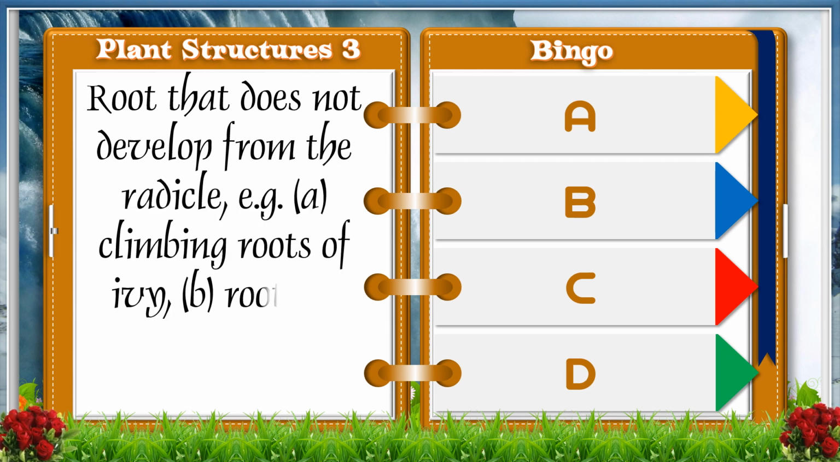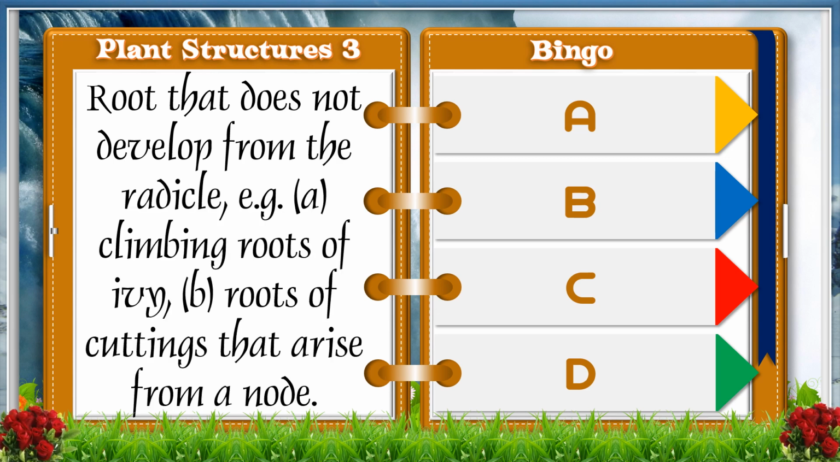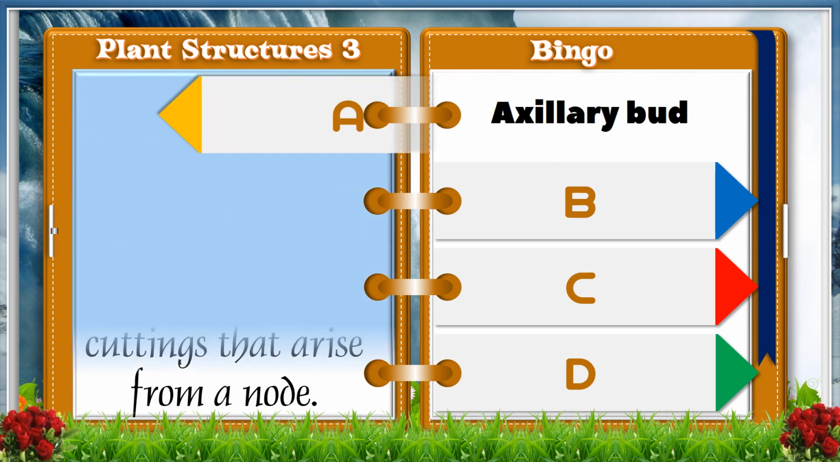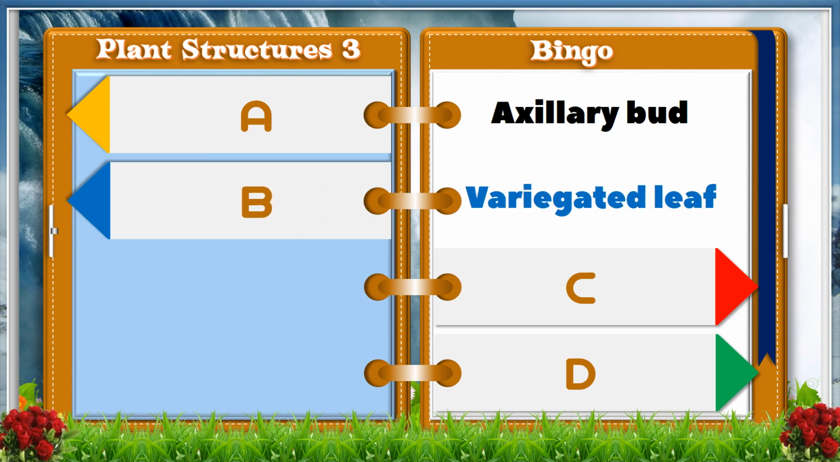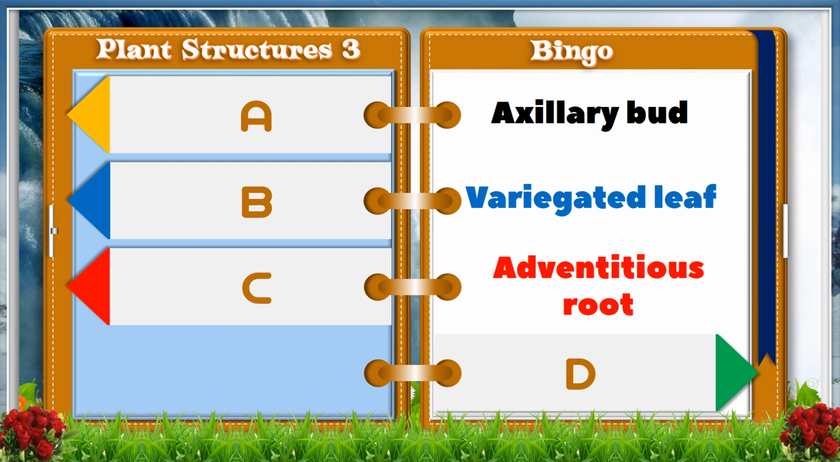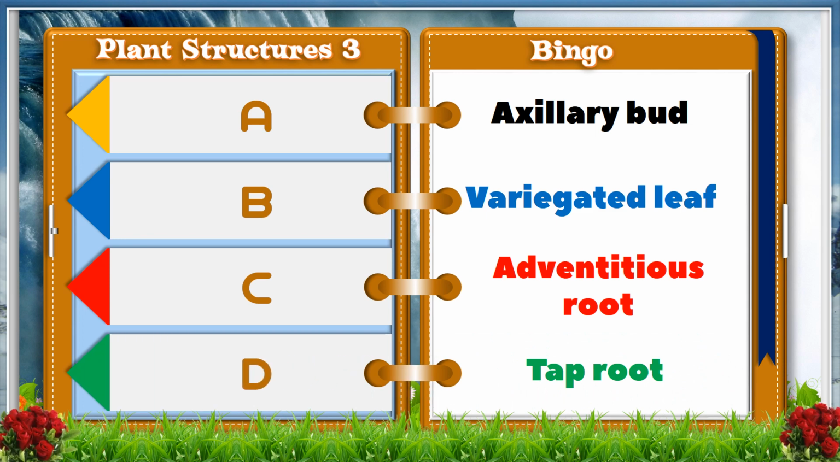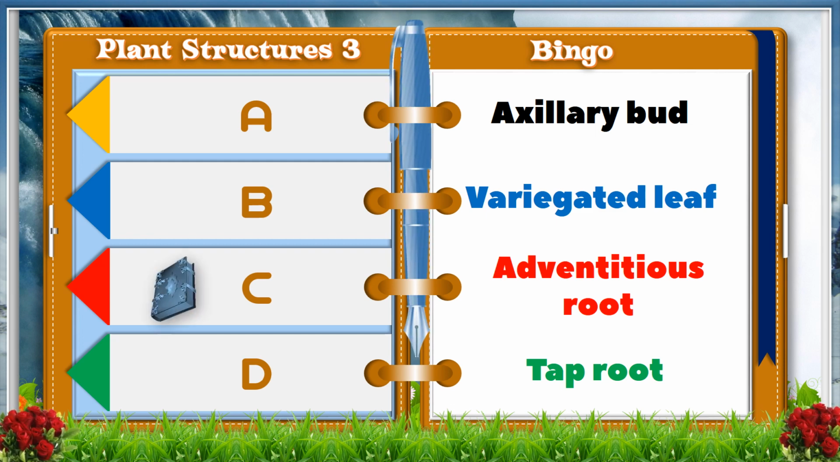Root that does not develop from the radicle. For example, climbing roots of ivy, roots of cuttings that arise from a node. A. Axillary bud. B. Variegated leaf. C. Adventitious root. D. Tap root. And the answer is C. Adventitious root.